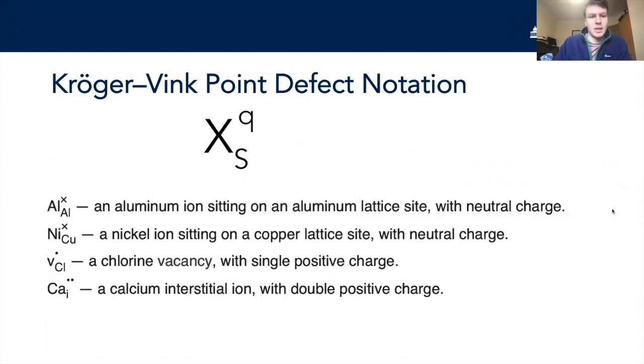Okay, and then just some quick examples. This wouldn't be a defect, but an aluminium ion on an aluminium site in a neutral charge state would be given by this. If you had a nickel-copper anti-site, or if it was extrinsically doped by substitution, where again there's no charge difference relative to the original oxidation state, it would be given by this symbol here, again using the X for neutral. A vacancy on a chlorine site, V with chlorine as the subscript, in the singly positive charge state, so we use just 1 dot. And then finally, an interstitial calcium ion with 2 positive charges here.